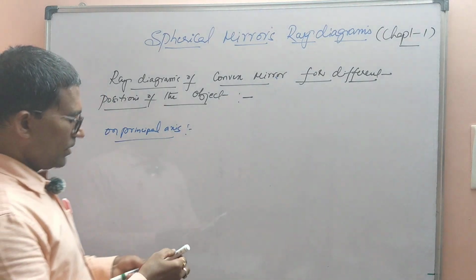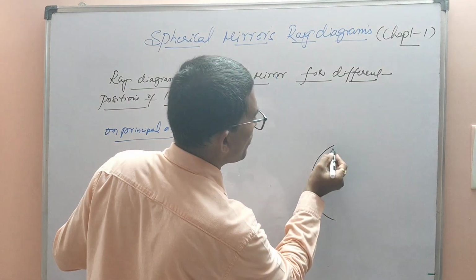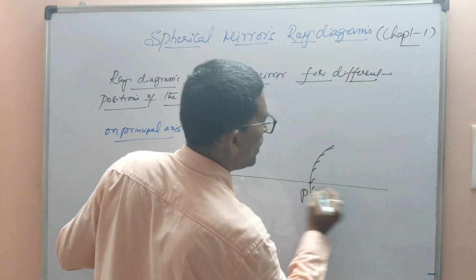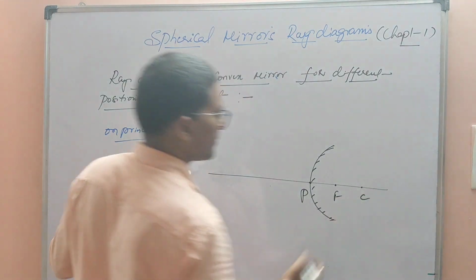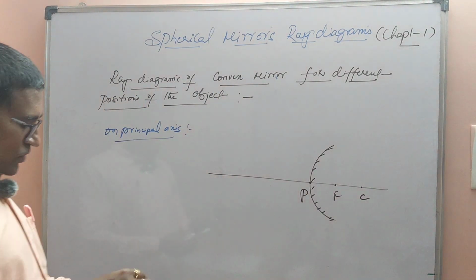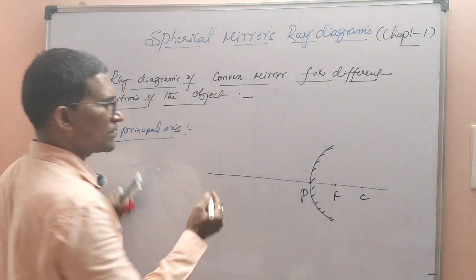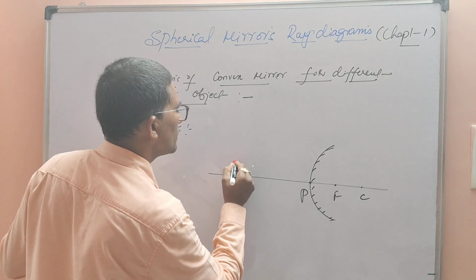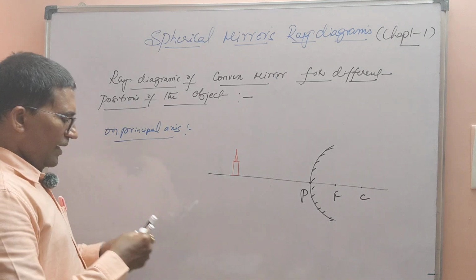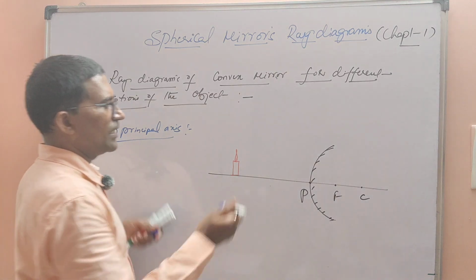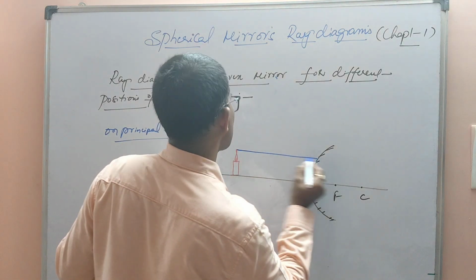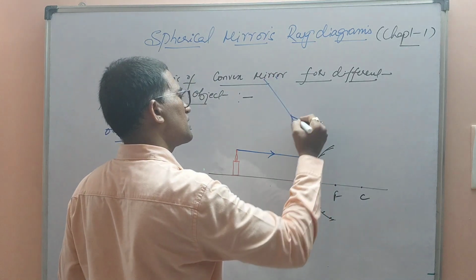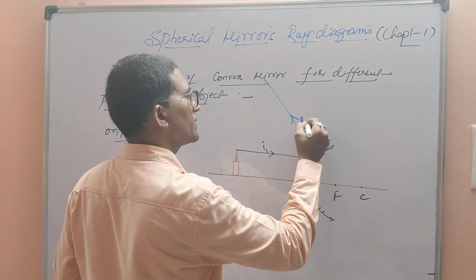Now we have a convex mirror, and this is the pole, here it is the focus, and here it is the center of curvature. Now the object is supposed to be placed on the principal axis. Wherever you want you can place it, no problem. Now I am going to place the object here, for example a candle, and the light rays are coming from the candle. If the incident ray is parallel to the principal axis, after reflection the ray diverges. This is incident ray I1, reflected ray R1.